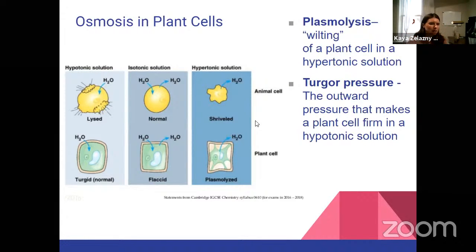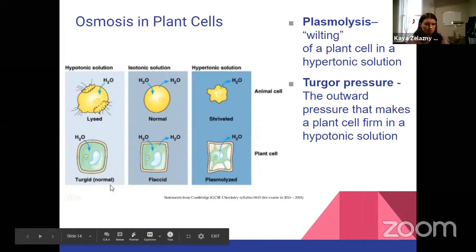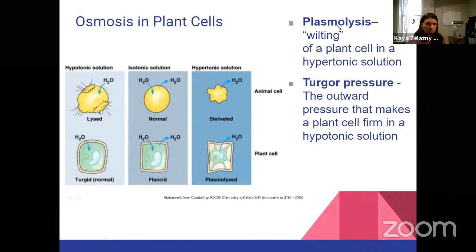This is basically what's happening when something wilts, right? We have water leaving to join this hypertonic environment, so this cell is going to get floppy and wilt. Okay. So plasmolysis is wilting, and turgor pressure is the pressure that makes a plant cell firm in a hypotonic solution. Okay. So don't worry about these exact words. I think I'm going to make sure that those aren't on the test, but do understand this concept of being able to tell if you're creating pressure from this water inside the cell versus if you're wilting because we have water leaving the cell.